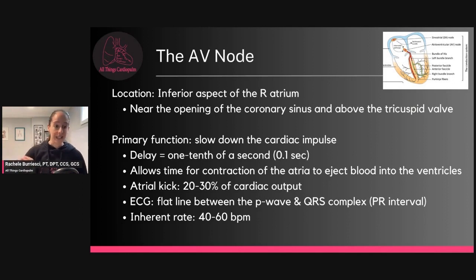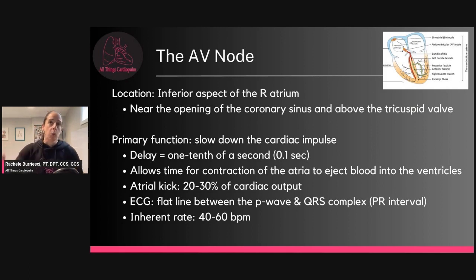And we're going to see this on the ECG tracing via a flat line between the P wave and the QRS complex. We call that the PR interval. So we should have a normal delay, about 3 to 5 small boxes for that PR interval. That's normal. We have this delay. It's not very long. It's only 1/10 of a second in real life, but it's enough time to allow for full ejection of the atria.